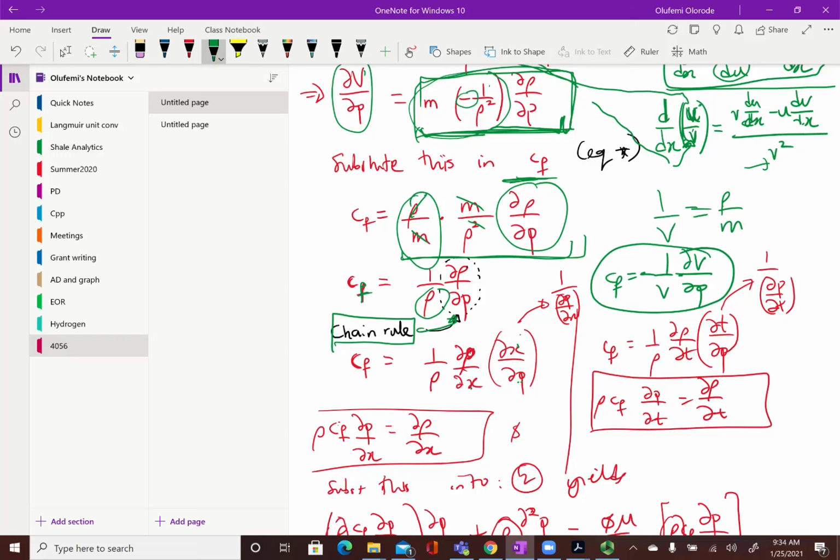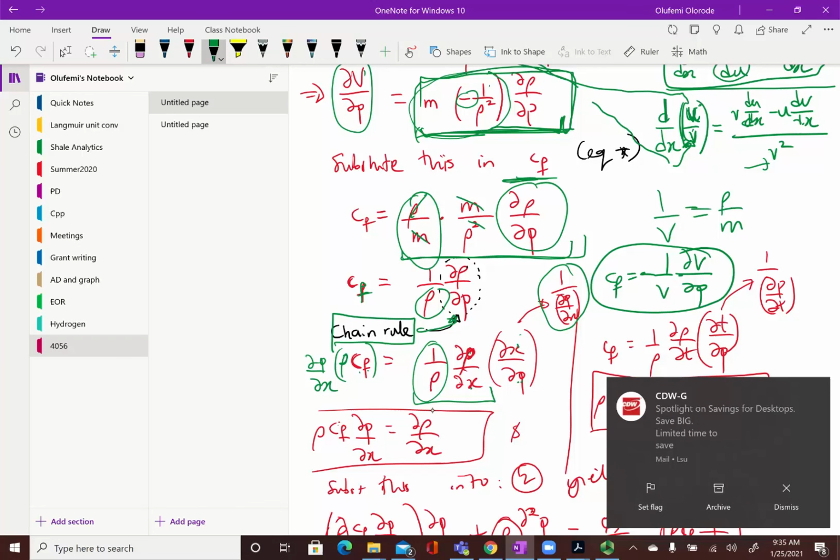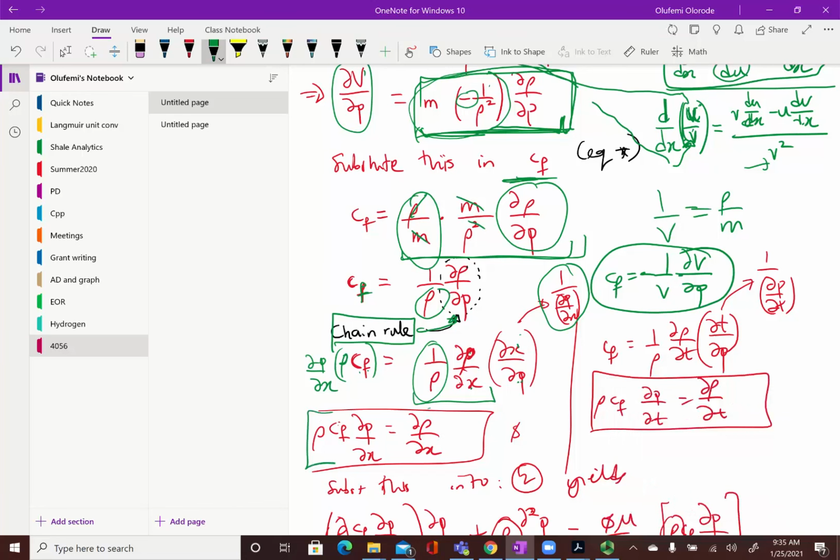And you know that dx dp is inverse of the p dx. That's what I'm showing here, so that you can actually multiply both sides by dp dx, and then cf times dp dx will be equal to this. So cf times dp dx equals that. And we can also multiply both sides by rho. This becomes rho cf times dp dx equals the rho dx. And that's how we get this.